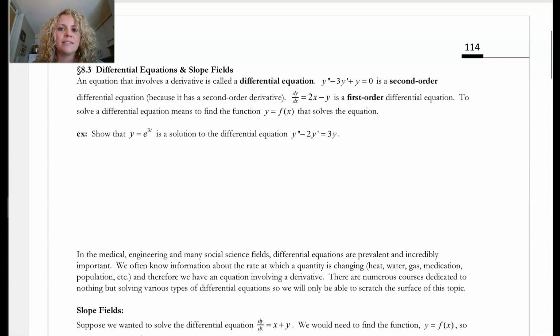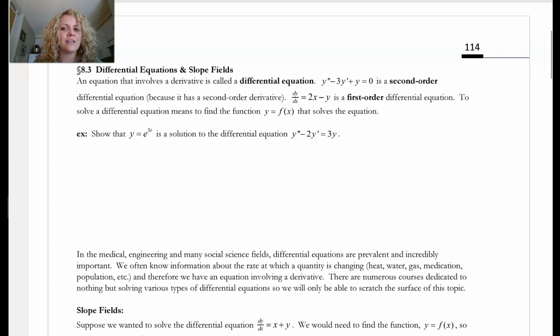Just be advised, and maybe you know this already, there are entire classes in college, we even offer one at Eagle Crest, that are just dedicated to solving differential equations. So we are only going to brush against the surface of what it means to solve differential equations.